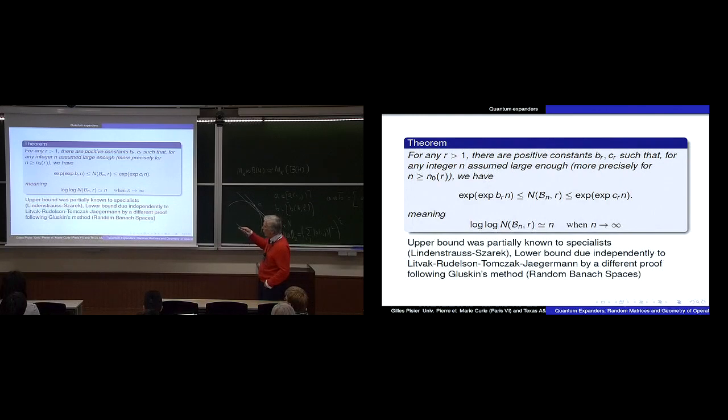And the lower bound, which is the most important one, also popped up in a recent paper independently by Litvak, Rudelson, and Tomczak-Jaegermann. They follow this method of random Banach spaces of Gluskin. And so you see the result is a two-sided bound. What's important is that the dimension is arbitrary, and the constants are fixed. Okay? And so the result gives you this. I'm out of time, so I'll just go to the last slide.